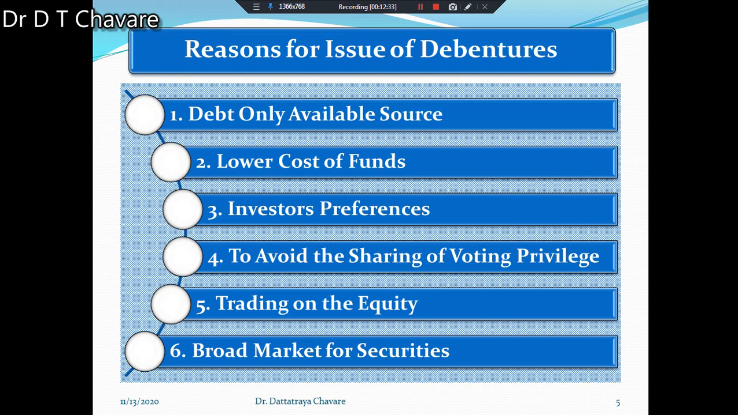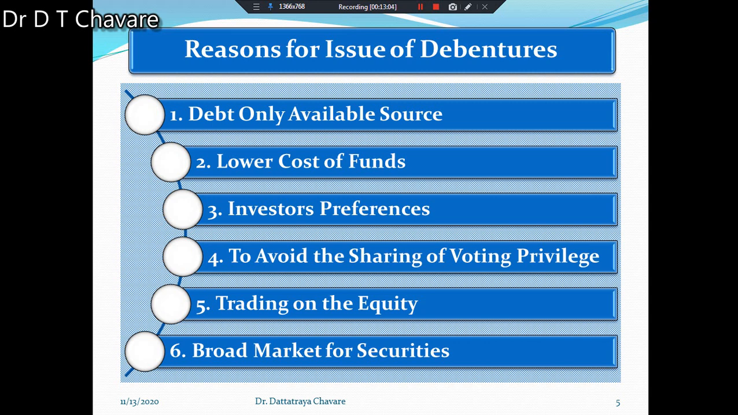The use of debentures and bonds invites into the market funds from those who are not interested in acquiring ownership, risk or responsibility. Thus, there is a broadened market for the corporate securities through debentures. It means a broad market for the security is also available. In this way, these are the half dozen reasons for the issue of debentures we have studied.